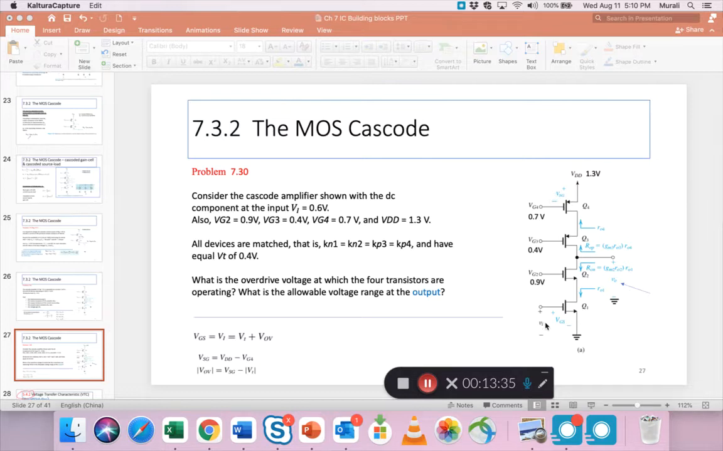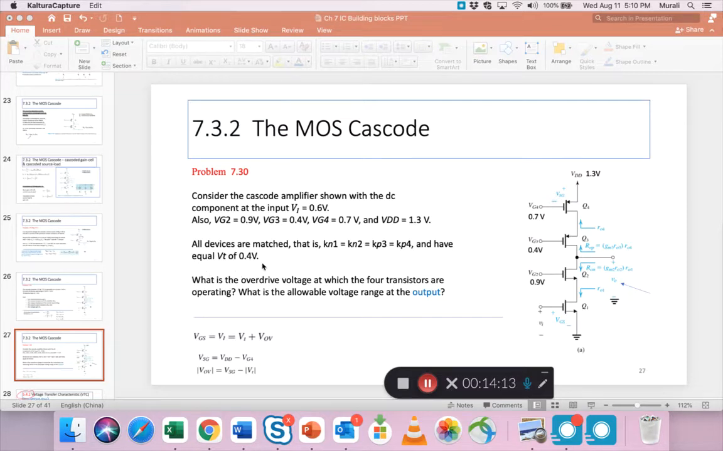Why couldn't they have just said V? I guess because this is where the input signal is, right? So the voltage here is the sum of the signal plus capital VI, the bias. So he's just given the capital VI, which is 0.6. Also he's given all these other values, which is neat. VG2, VG3, VG4 is given, VGD is given. All devices are matched, so they have equal VT of 0.4.